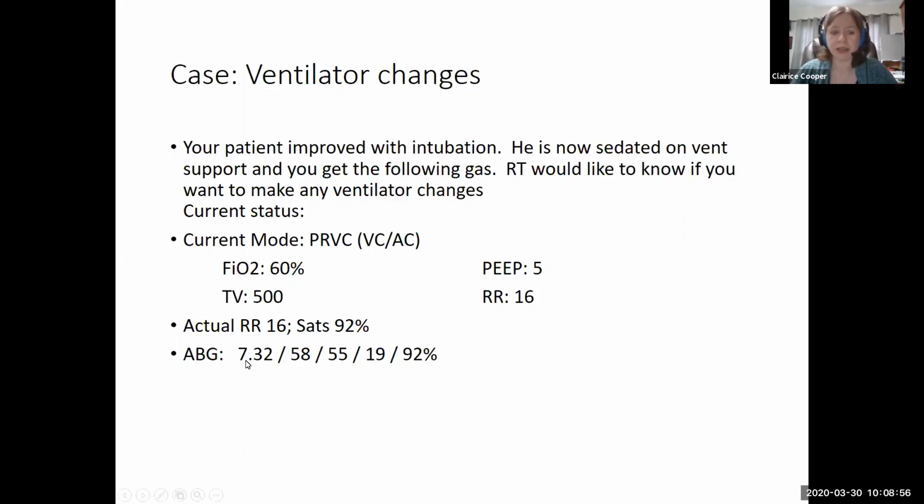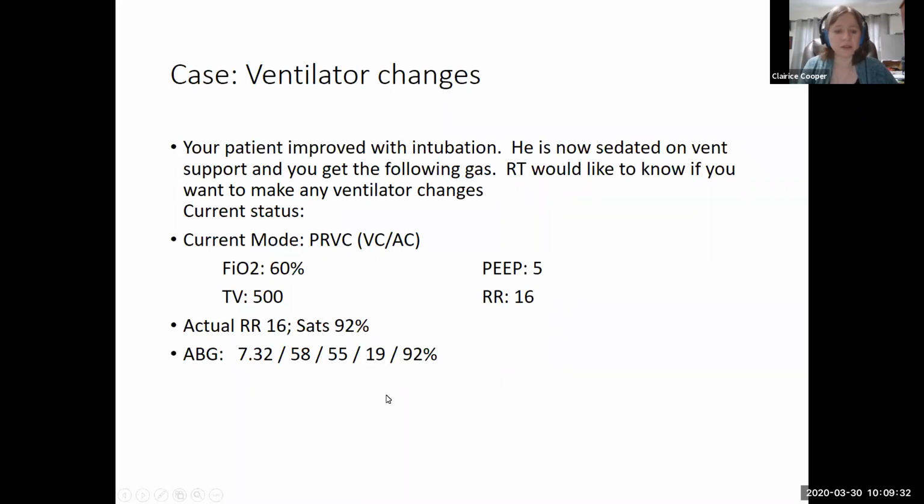So this patient has an acidosis. We can see that there's a respiratory component as he is still hypercarbic, but there's also a metabolic component as well. The bicarb is a little low. So we are not adequately compensating for either. In regards to oxygenation, the PO2 is a bit low still, but the saturations are okay. However, we're still requiring a higher FiO2.